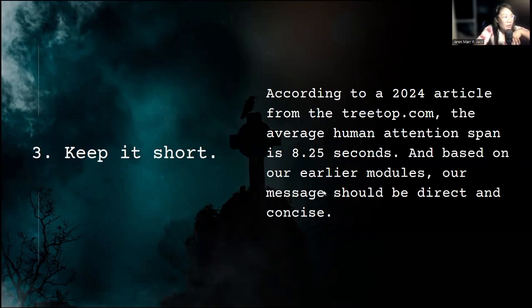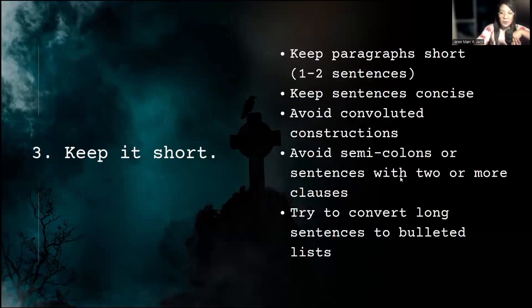So, here are some things to remember. Keep your paragraphs short by limiting them to 1 to 2 sentences. Keep your sentences concise, as mentioned earlier. Avoid convoluted constructions. Avoid semicolons or sentences with two or more clauses, and try to convert long sentences into bulleted lists to make it more direct.